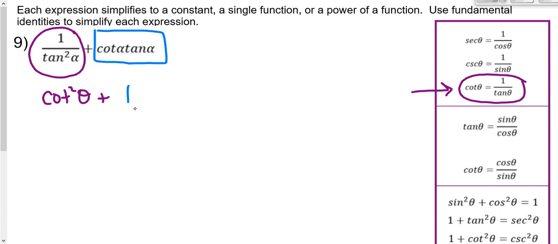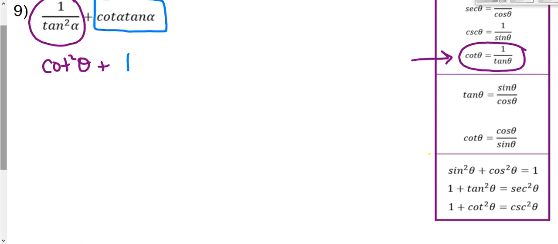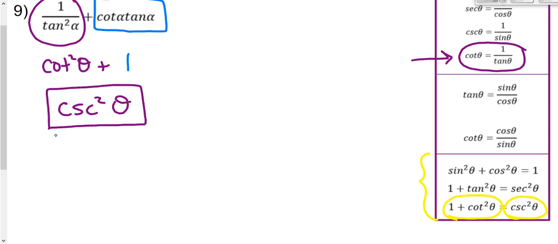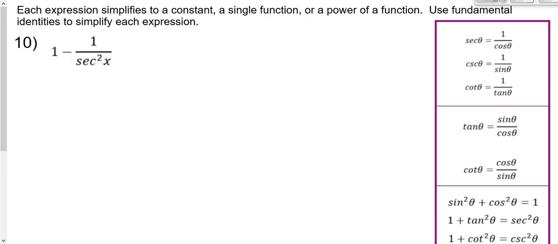It is not yet a constant, a single function, or a power of a function. But let's take a look at those Pythagorean identities again. 1 plus cotangent squared theta, that's what we have, is equal to cosecant squared theta. Now it's a power of a single function. So that one is done. Okay, let's take a look at number 10. Same directions.